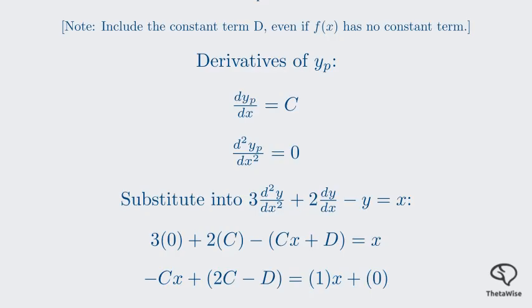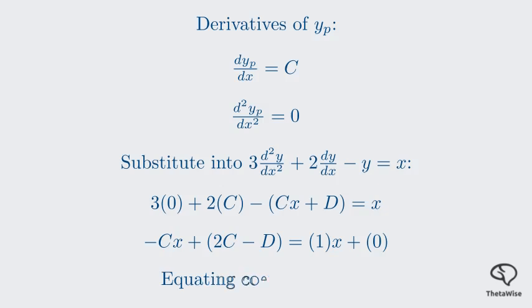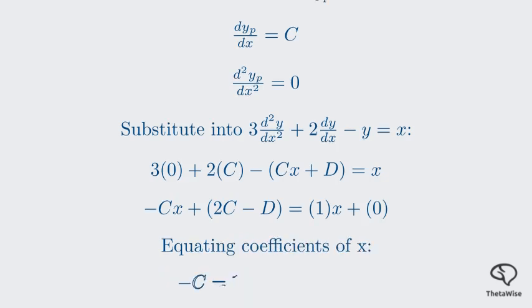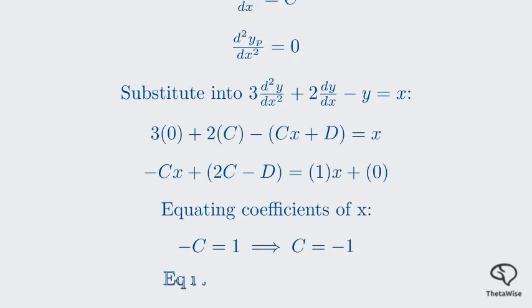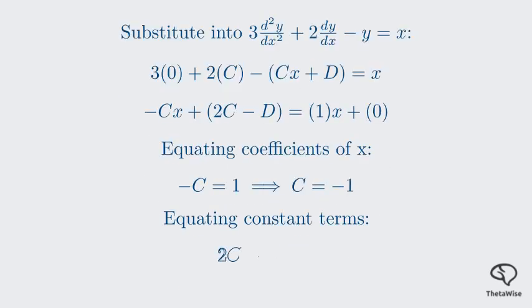Now we equate coefficients. Let's compare the coefficient of x on both sides. We have c equals 1, which means c must be 1. This is a crucial step to avoid errors. Next, we compare the constant terms. 2c plus d equals 0.